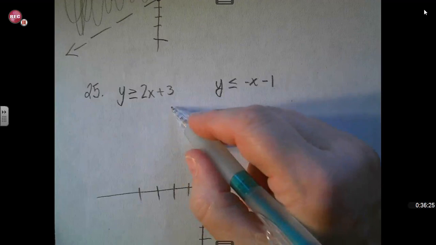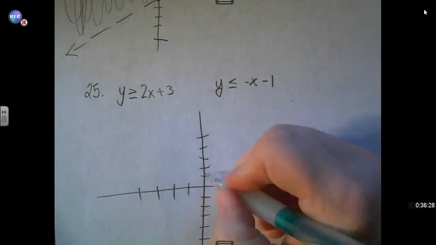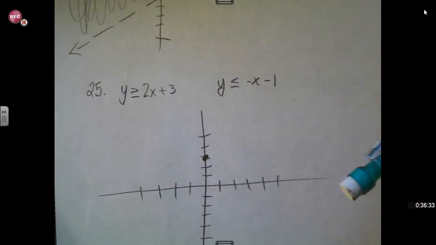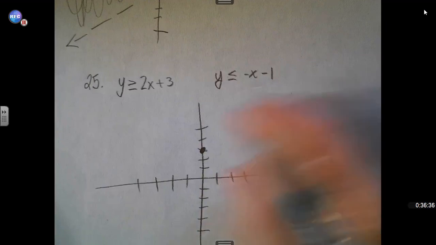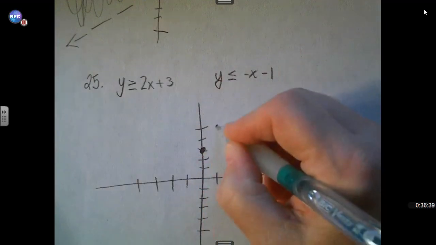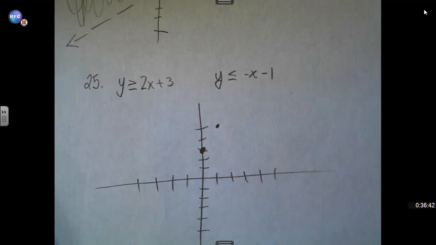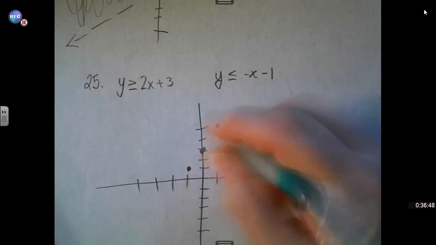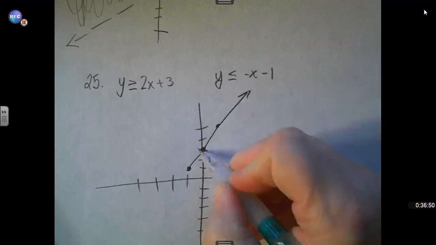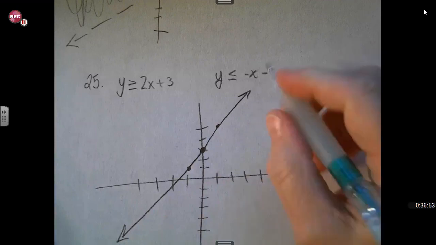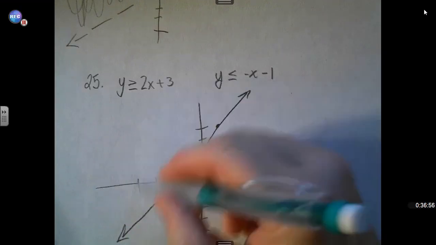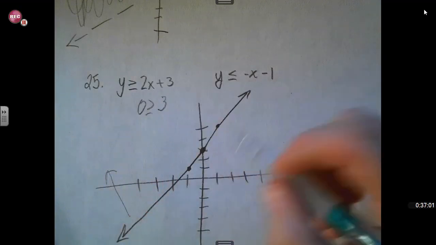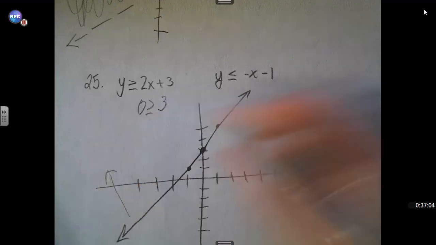So this first one, my y-intercept is +3, so I'm going to go right there and make a dot. And then I'm going to rise 2 and run 1, both positive. Or I could rise -2 and run -1, both negative. Then that should be a solid line, nice and crooked. And then greater than or equal to, it should be shaded this way. 0 is greater than or equal to 3. No, it's not. So it should be shaded this way, all right?